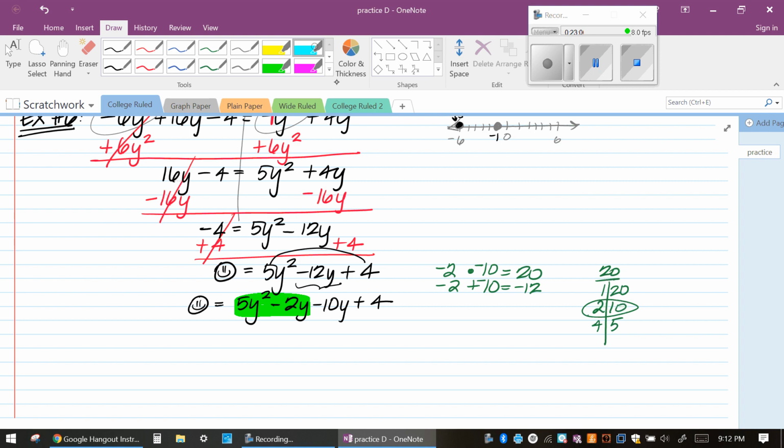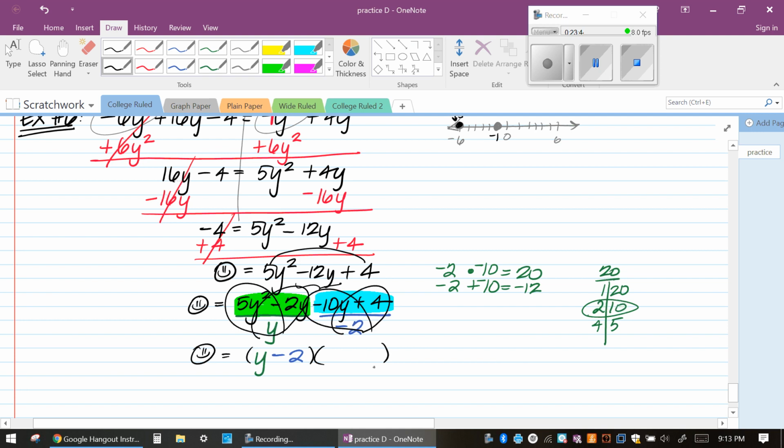Now you're going to separate them into pairs. Please pause the video now. Find the GCF of the first two and find the GCF of the second two terms. Push play when you are ready. You should have gotten y minus 2 in your first binomial because the GCF of the first two terms was y and the GCF of the second two terms was negative 2. The remainders would be 5y minus 2.